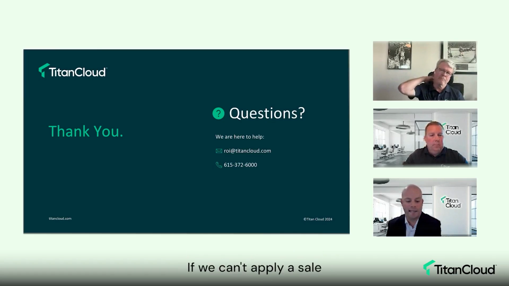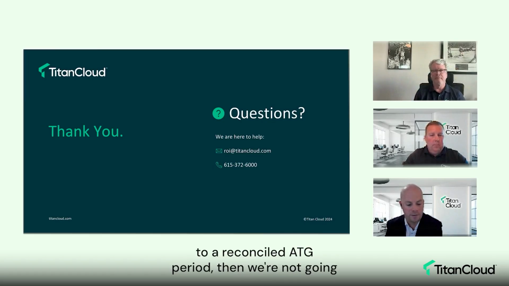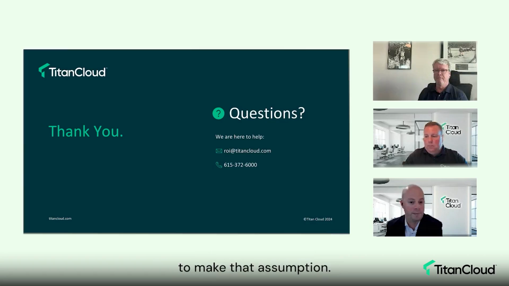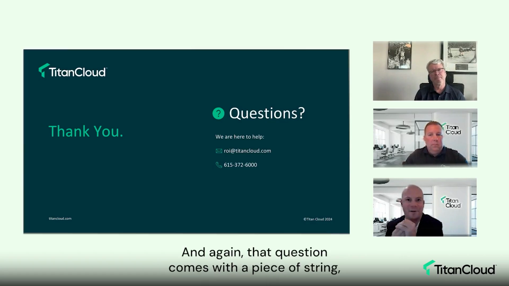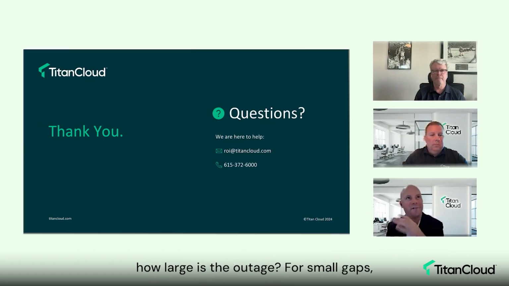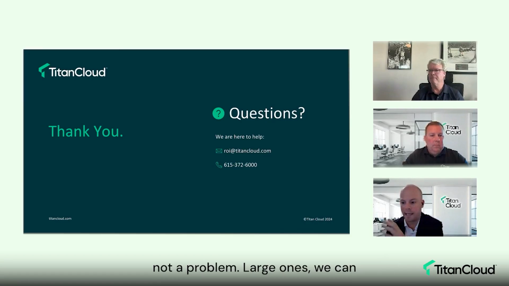If we can't apply a sale to a reconciled ATG period, then we're not going to make that assumption. We just cancel out that period. But yeah, we can handle large outages. And again, that question comes with a piece of string. How large is the outage? Small gaps, not a problem. Large ones, we can basically block out that period.